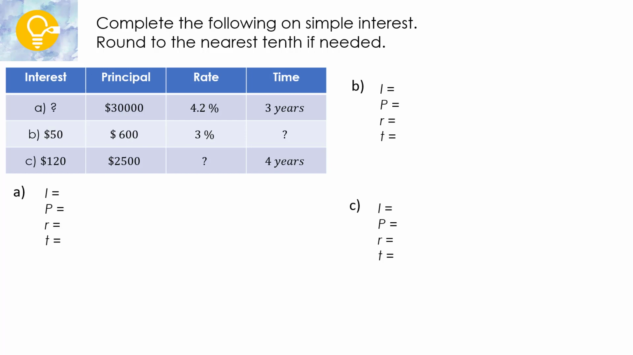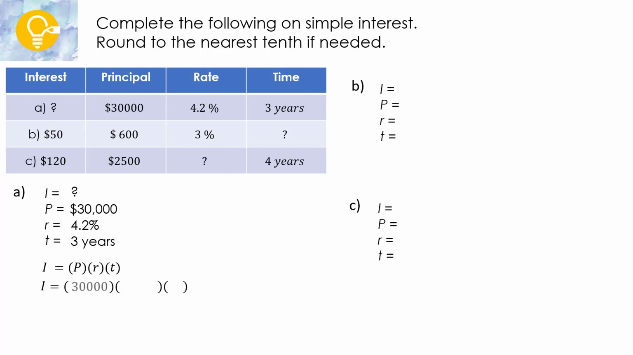Let's look at A. Well, we don't know what the interest is, so we're just going to put a question mark. The principal is $30,000. The rate is 4.2%, and we have 3 years for time. We're going to use the simple interest formula, I equals P times R times T. Since we don't know the interest, we're going to leave the I alone.